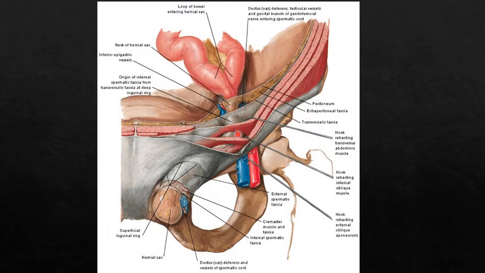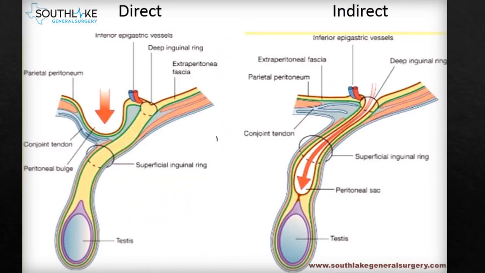In this picture you can identify clearly the indirect inguinal hernia. Here you can identify the hernial contents passing through the deep inguinal ring and entering into the inguinal canal, and coming out through the superficial inguinal ring. This type of hernia is called an indirect inguinal hernia.